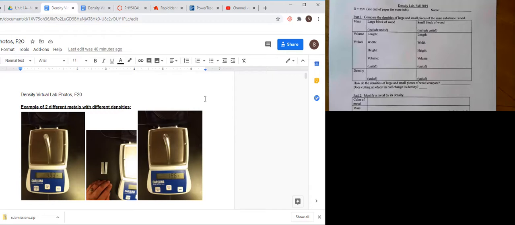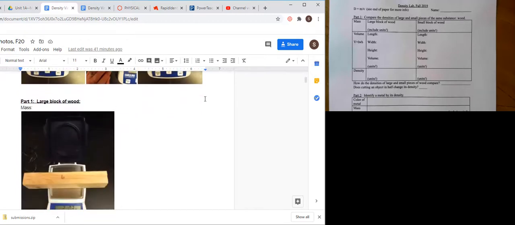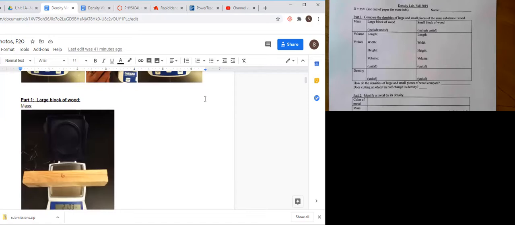But wait a minute, they're the same size. It turns out both pieces of metal are actually solid metal, but they are made of very different metals. The metal on the left is heavier for its size. It is denser. So in this lab, we're going to compare the density of large and small pieces of wood.